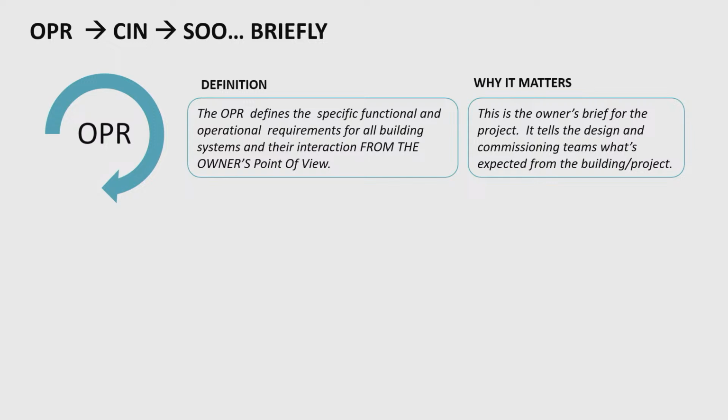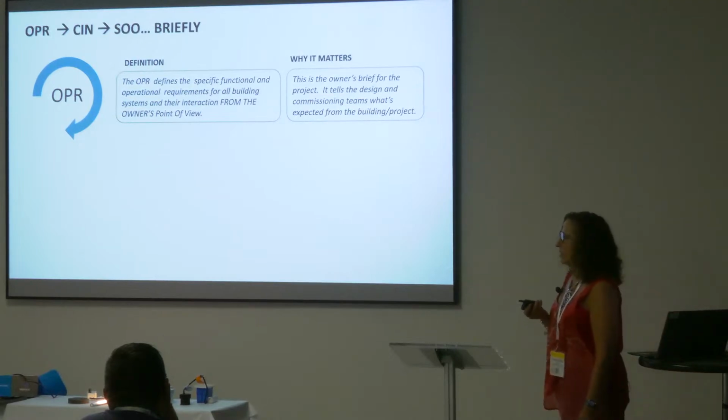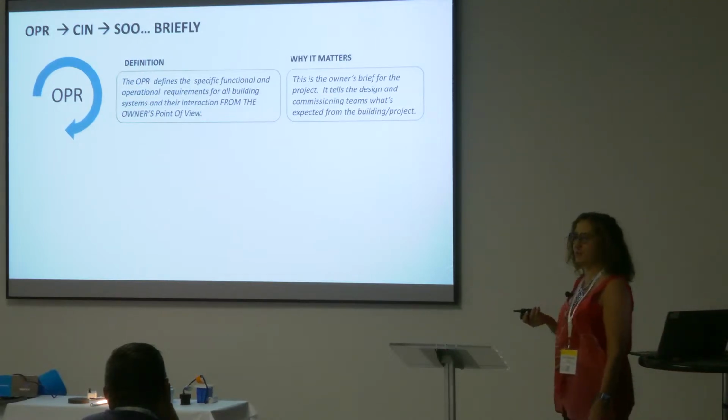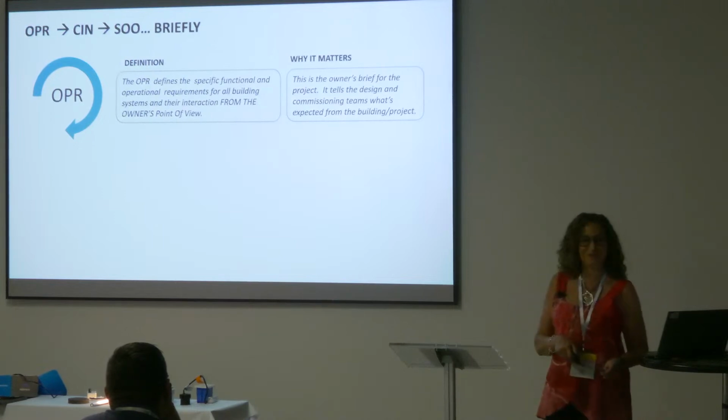So why is the OPR important? It's important because it tells you what the owner thinks they're getting, right? I just heard some people earlier, while I was eating my breakfast, talking about an owner's document that nobody bothered to read, and then they got to the site to commission the control system, and oops, the system wasn't set up to do what the owner thought it was supposed to do.